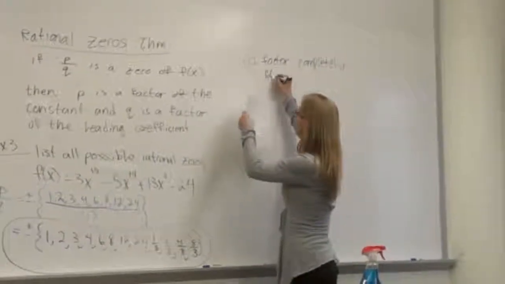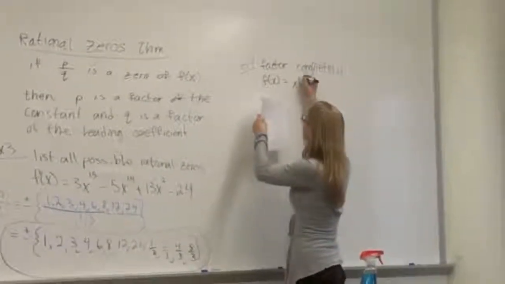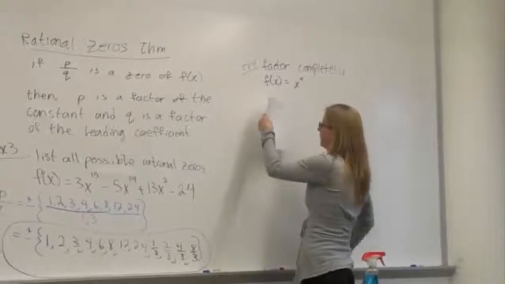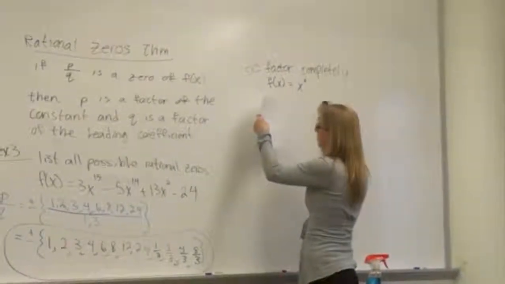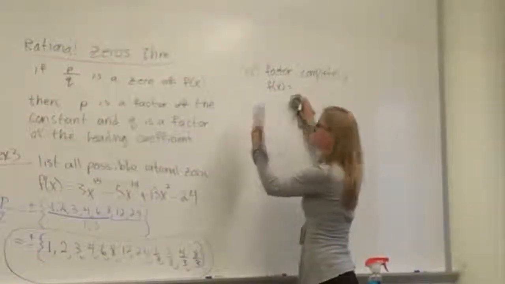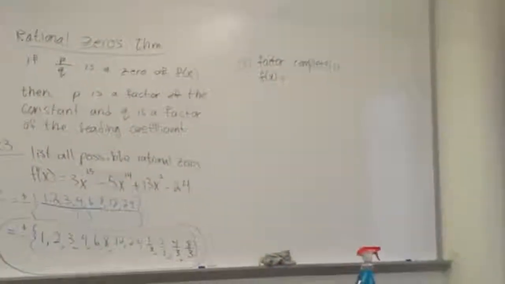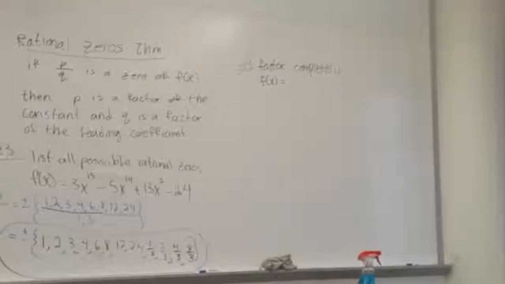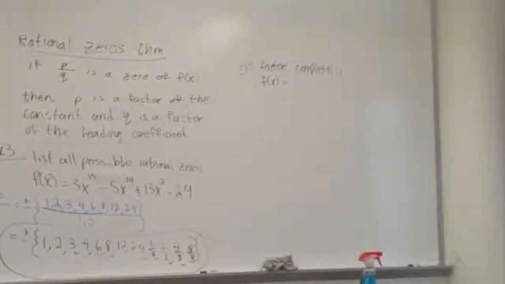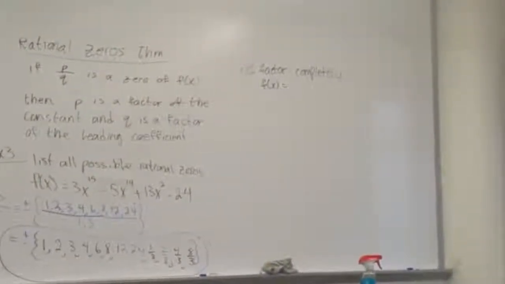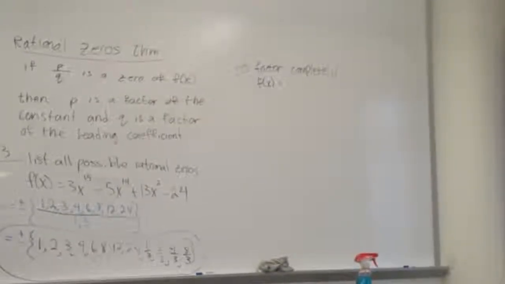So here's the next question. Factor completely. I'm going to do x to the 4th. You know what? I don't know if I should do that one. That one was too hard. I didn't do that one this morning. No, I can't decide. I'm going to do the hard one.